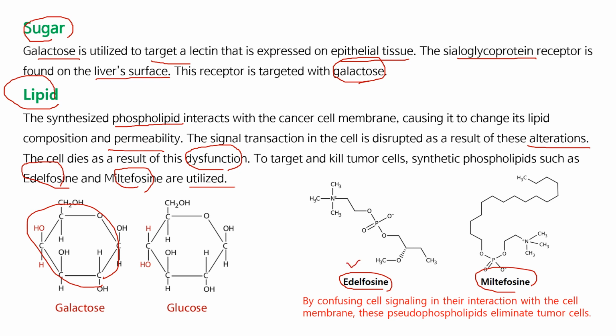These two lipids confuse the cell signal in their interaction with the cell membrane. These pseudophospholipids eliminate the tumor cells. So these lipids confuse the cell signal interaction and change the composition of the cells, and eventually, through this alteration, the cell is disrupted and finally eliminated.